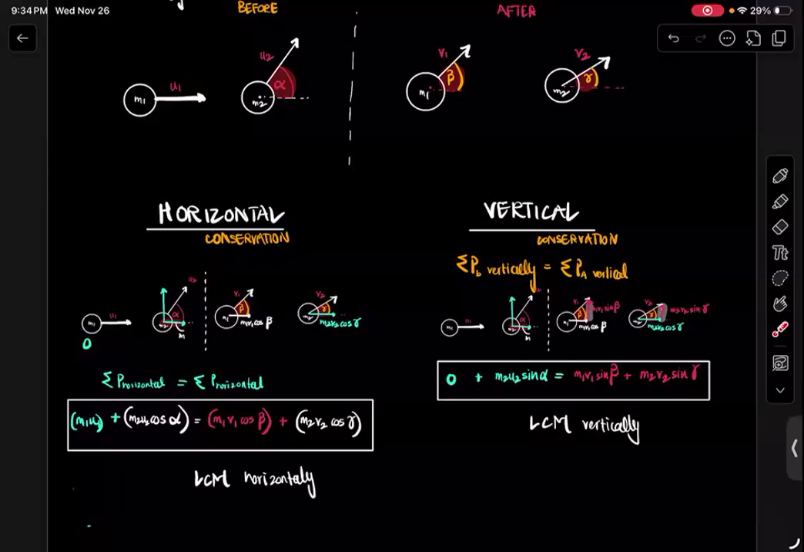Wait, so no matter if the collisions are elastic or inelastic, the horizontal and vertical conservation will always remain the same, right? Yes. Momentum will be conserved no matter what the scenario, whatever part of the universe you're in. The scenario where elastic or inelastic comes in is whether kinetic energy will be conserved. Momentum will always be conserved no matter what.